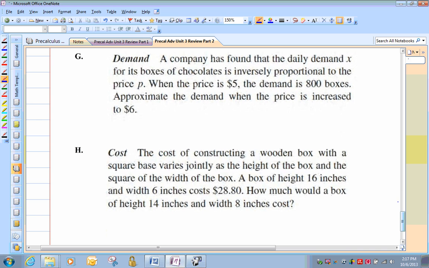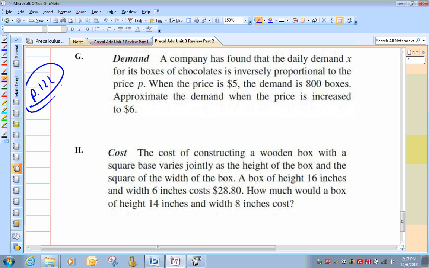Let's take a look at these next two. These next two come out of the chapter test area, and so I believe you'll find these problems on page 122. And all the chapter test problems are in the back of the book.